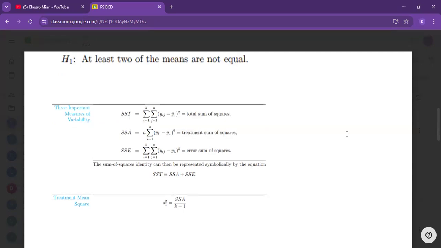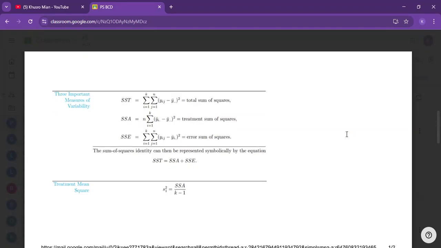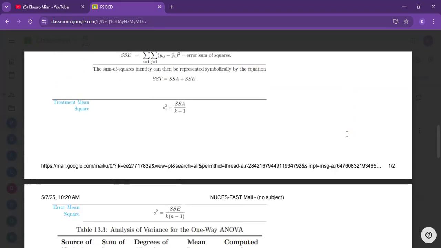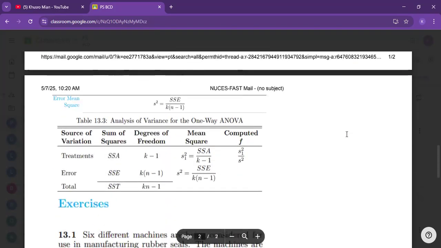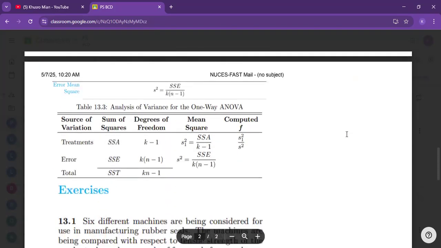The treatment mean square, S1 square, is equal to SSA upon k minus 1. The error mean square, S square, is equal to SSE divided by k times (n minus 1).